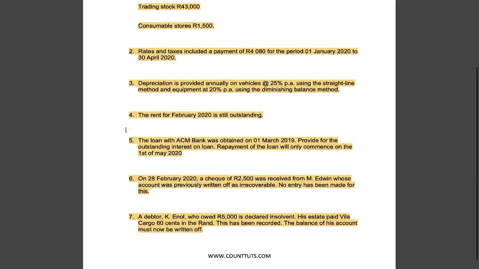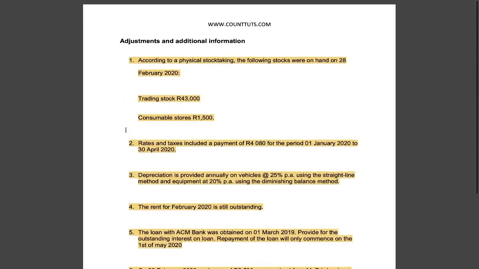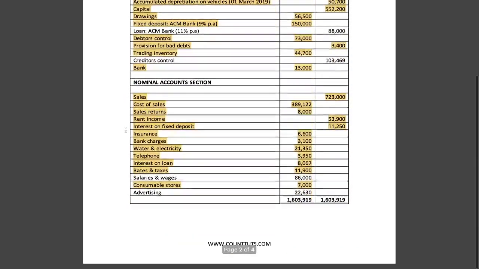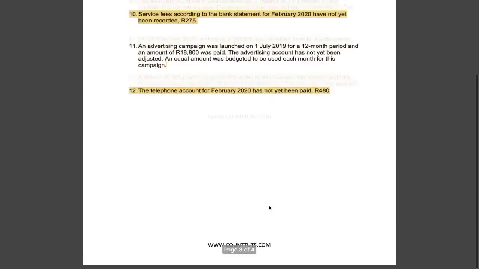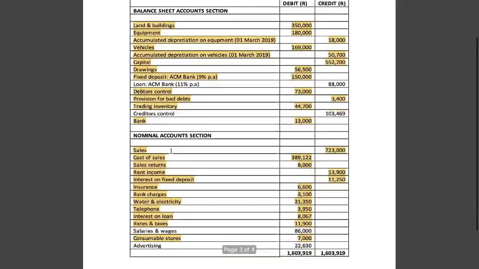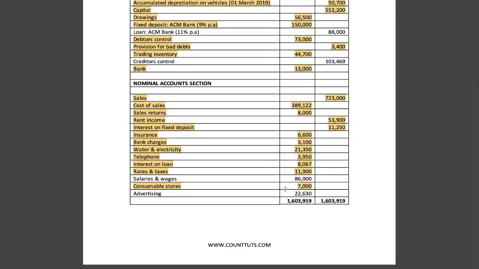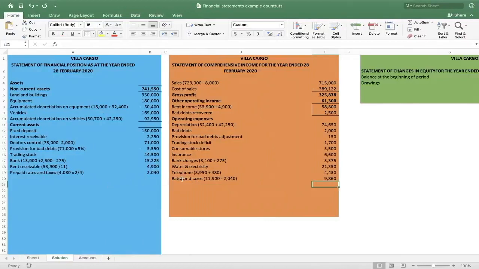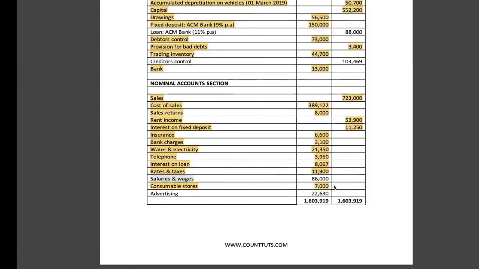So we move to see if there's anything on salaries and wages in our additional information. The only one we have is number 11, but it belongs to the advertising campaign. So we'll just put the salaries and wages as it is, 86,000 rand. So I'm going to copy the salaries and wages and put it down here. And the amount was 86,000 rand. Okay, that was an easy one. So we just go back and highlight it.